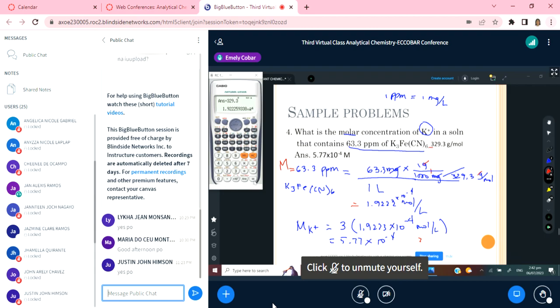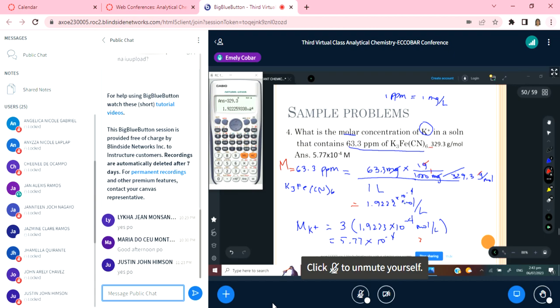So, numerator ko naka-moles na. Then, divided by 1 liter. That's the volume of solution. So, divide mo lang ng 1, parehas din, 1.9222. Kaya itong sagot dito, 1.9223, mahaba eh.